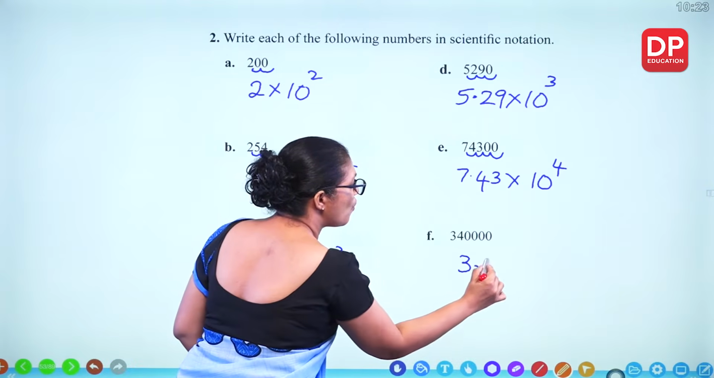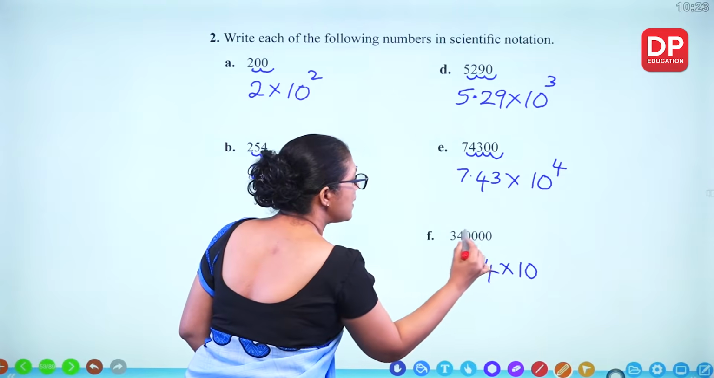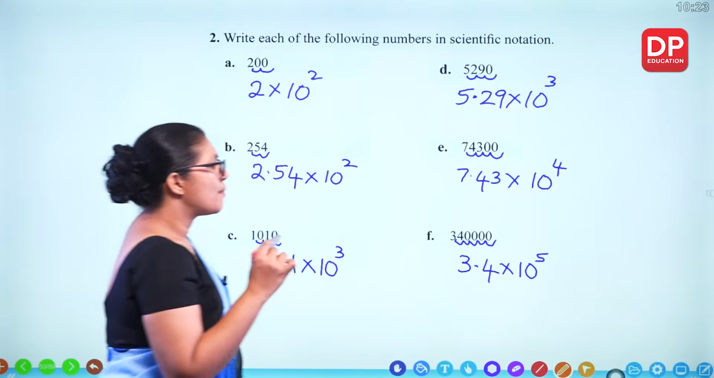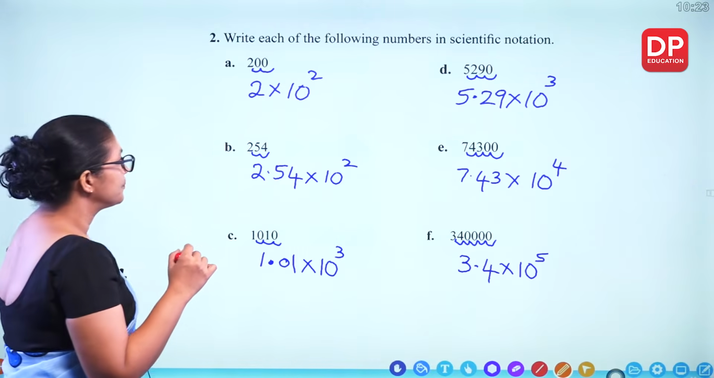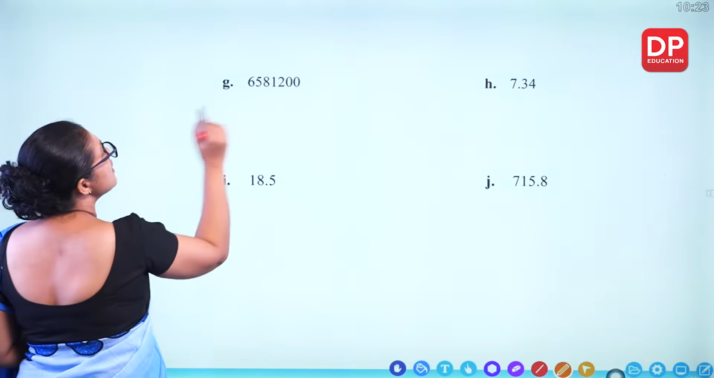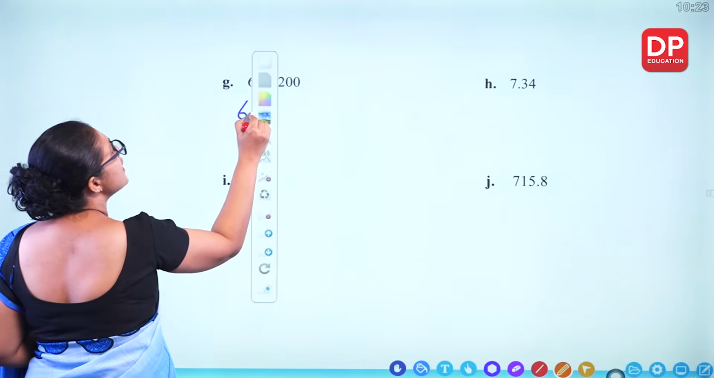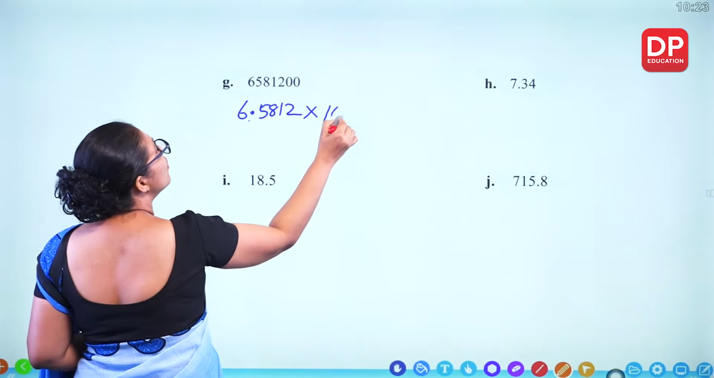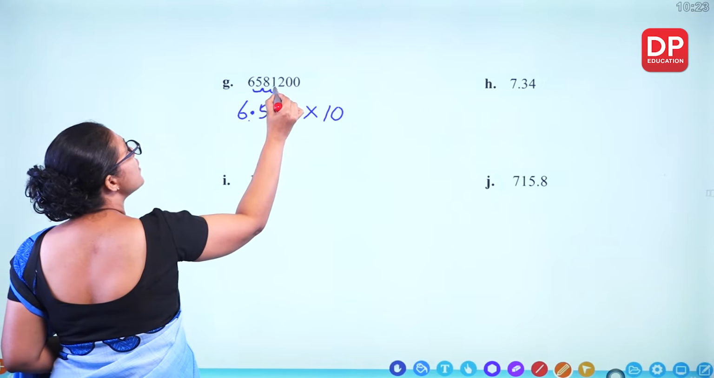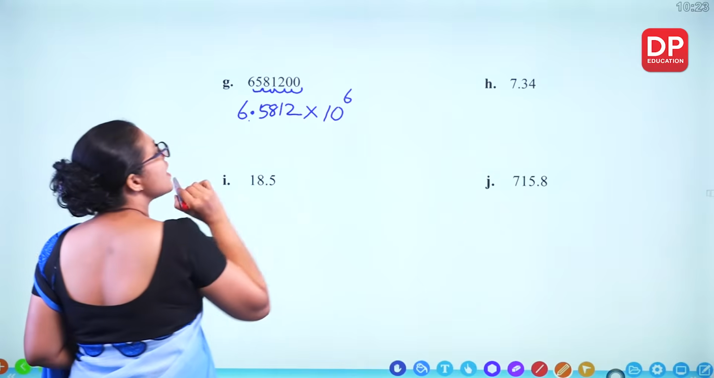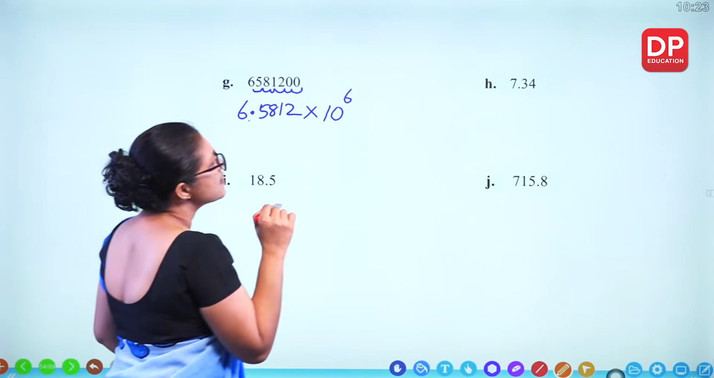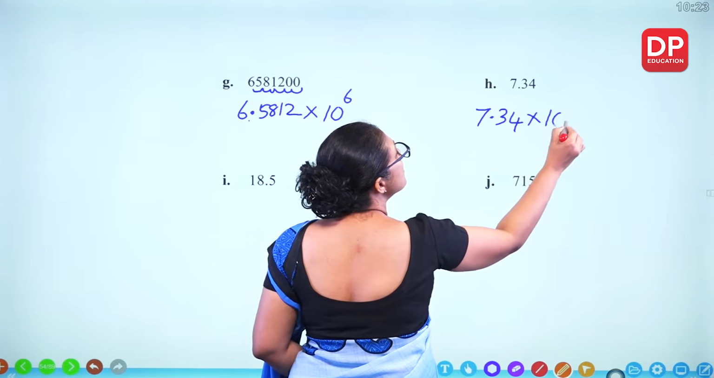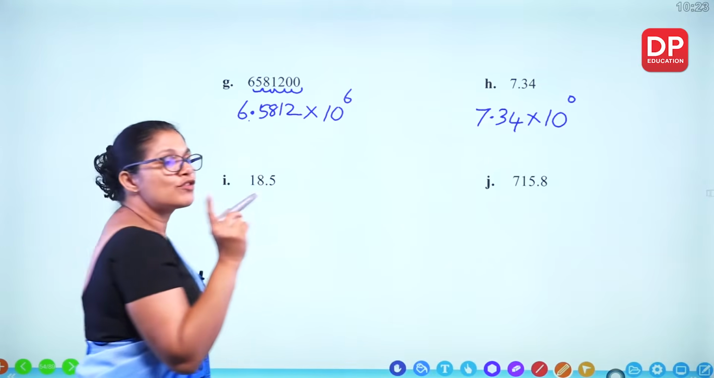This one 3.4, how many places? 1, 2, 3, 4, 5 places to the right, 10 to the power 5. This one, what's the number less than 10? 6.5812. How many places we have to move? 1, 2, 3, 4, 5, 6 places. So that's positive 6. 7.34, that's less than 10. So what's the value here? We can use 10 to the power 0.